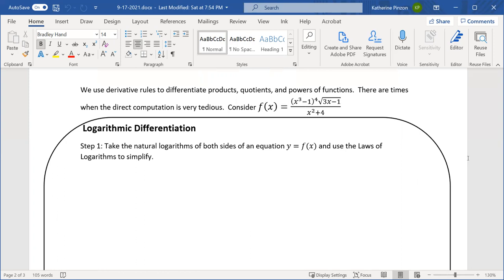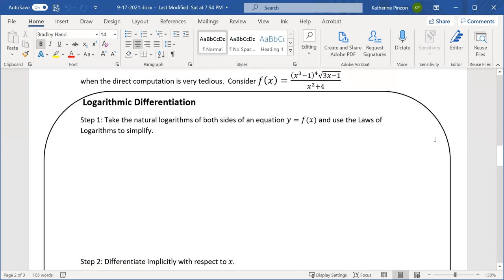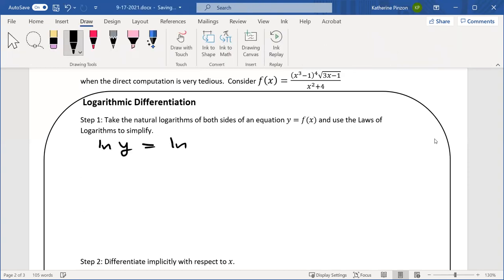And so what we do is we use this technique called logarithmic differentiation. And when we use logarithmic differentiation, what it does is make the piece you're taking the derivative of a lot easier, okay? So here's how logarithmic differentiation works. It says step 1, take the natural log of both sides. So here's my equation, and I'm going to take the natural log of both sides.